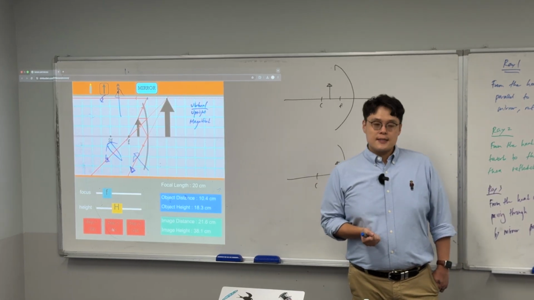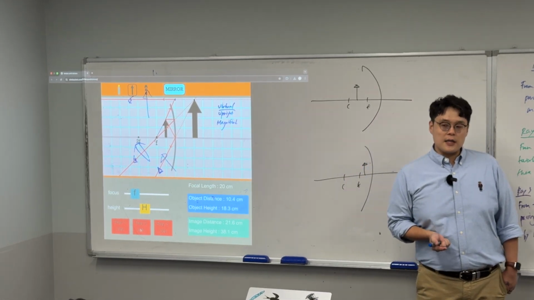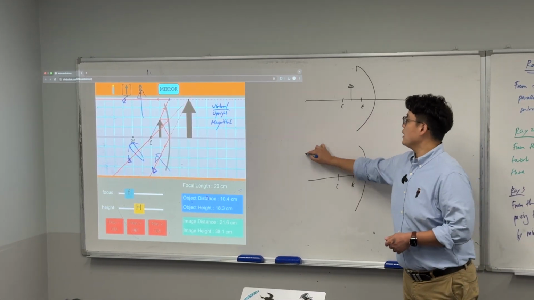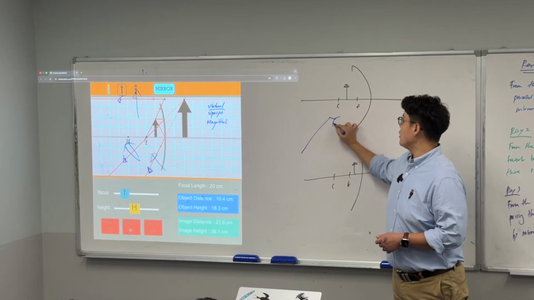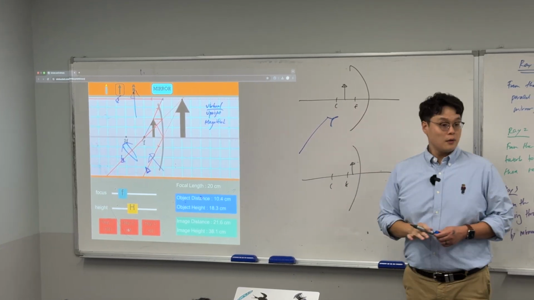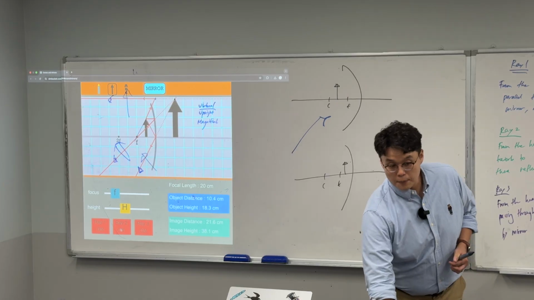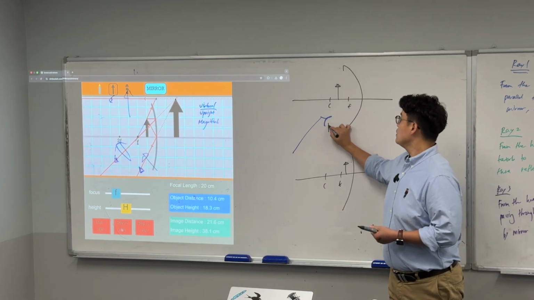Has anyone been to a dentist? Did you see dentists using a mirror that looks like this, with the long pole with the mirror? This is a concave mirror. They place that near your tooth.